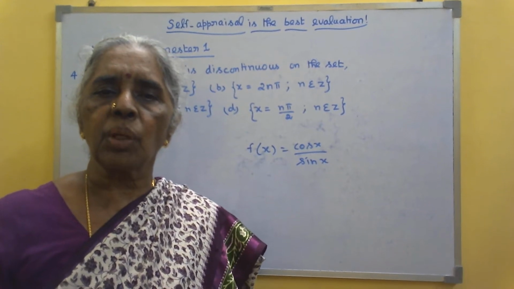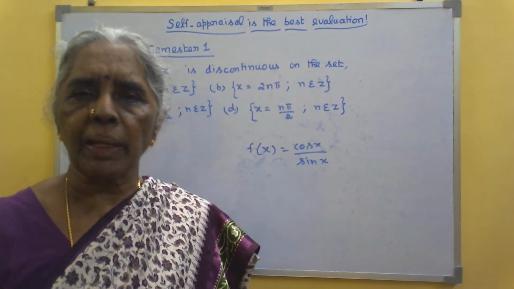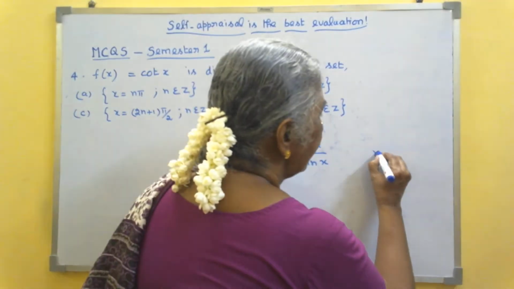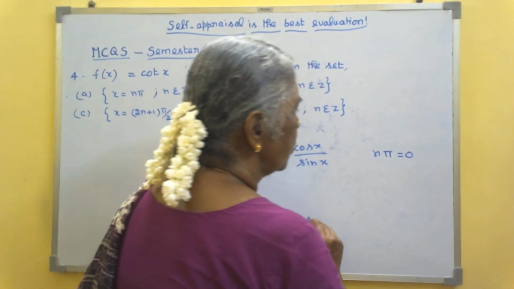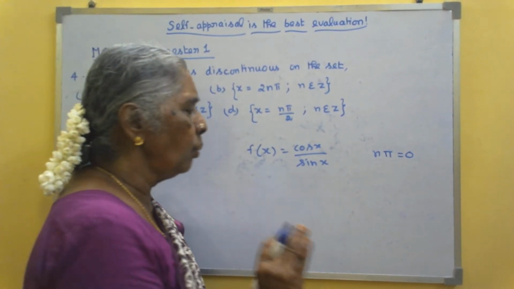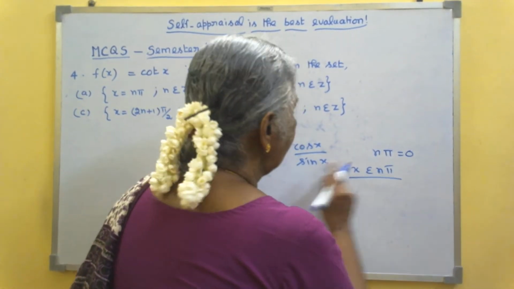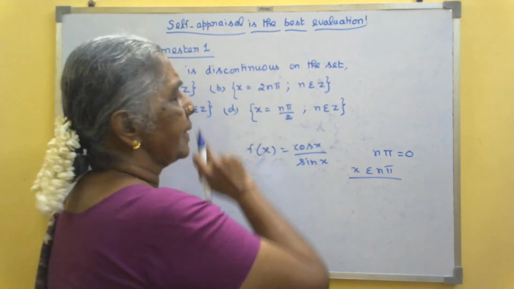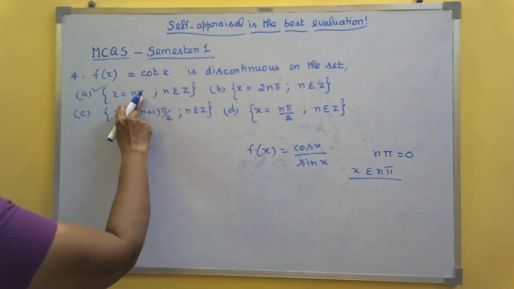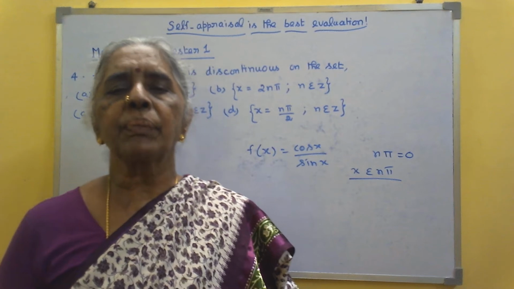When will sin x become 0? Sin 0 is 0. Sin pi is 0. Sin 2 pi is 0. Sin 3 pi is 0, like that. Or we can generalize: n pi, if x is equal to that, then sin x will become 0, correct? So if x belongs to n pi, then this will become 0, and the function is discontinuous. Now check the option. It is option A. X is equal to n pi and n belongs to z. If that is the case, the cot x will be discontinuous.